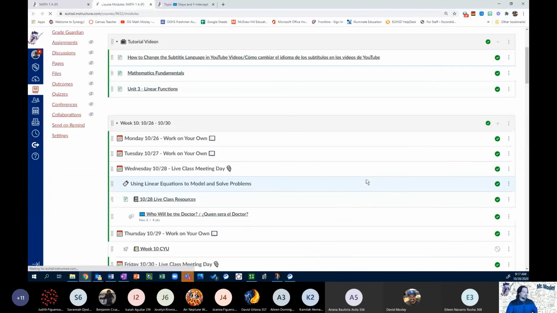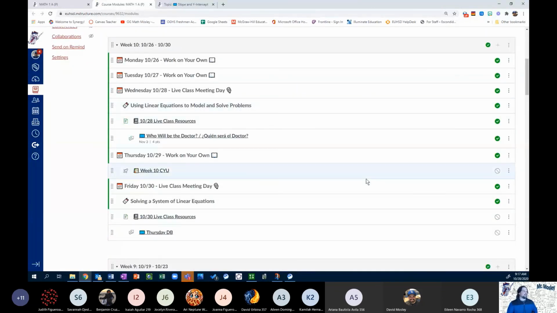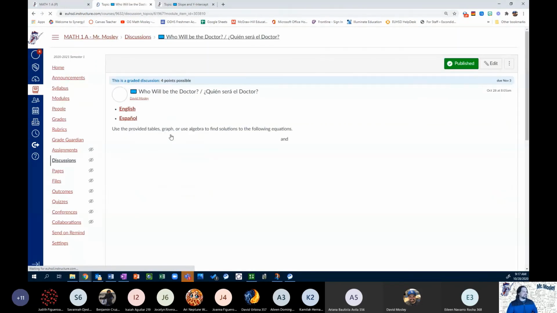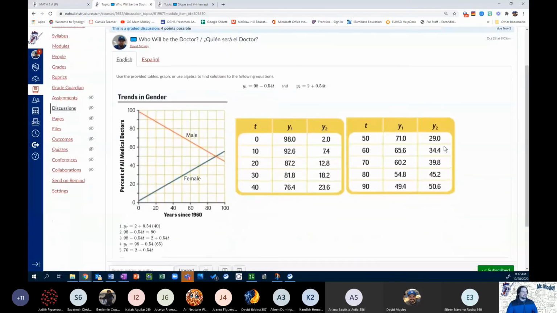All right, we are in week 10. It is Wednesday. We're on our live session. We have a discussion board for after class today. You're provided a graph and a table. This is a table that's been chopped in half, and one half is on the left and one half is on the right. It is the same table. You could stack them and it would read a little easier, but that's just not the way it was provided.